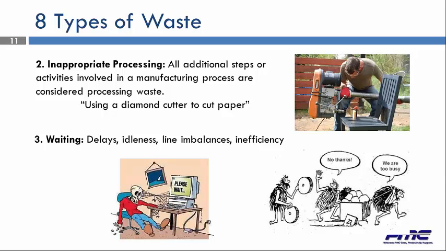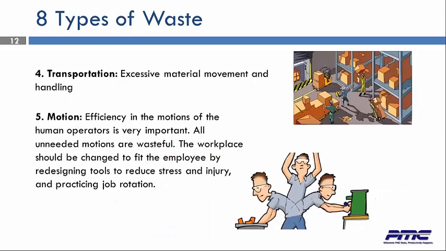The third one is waiting. Delays, idleness, line imbalances do not provide value to your product or service. So waiting is also a kind of waste. The fourth one is transportation. Excessive material movement and handling would give you this kind of waste. Most people in material handling would know double handling is a type of waste. So excessive transportation is one kind of waste.